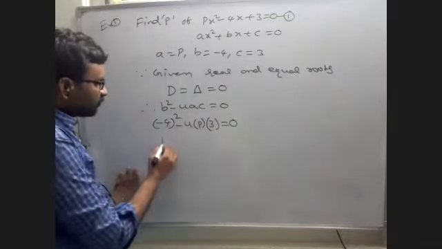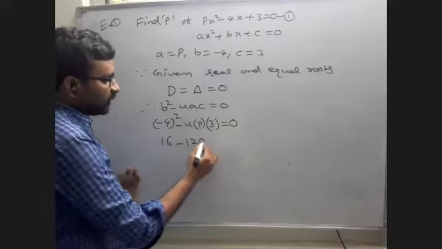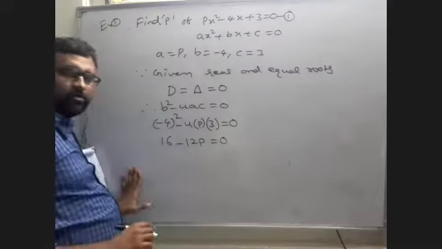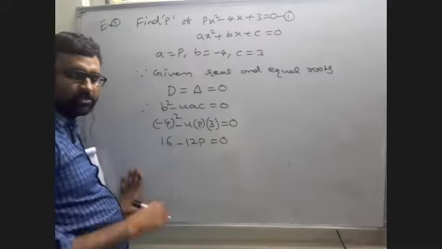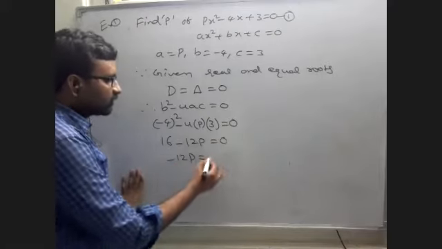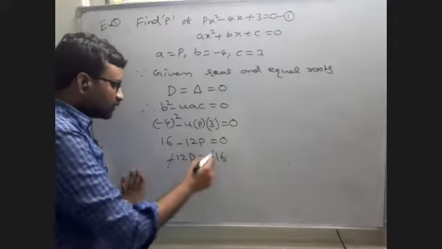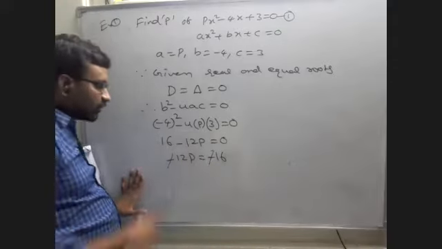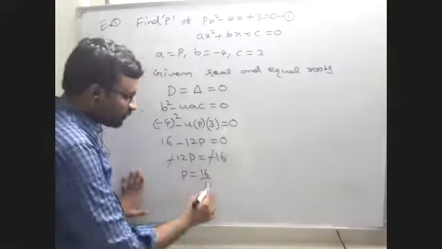Minus 4 whole square, 4 4s are 16, minus 4 3s are 12p is equal to 0. Now taking 16 that side or minus 12p that side, whatever it is, no problem. I am writing minus 12p is equal to, taking that side, minus 16. 16 will be minus 16. Minus, minus cancel. Now taking 12 that side, p is equal to 16 by 12.